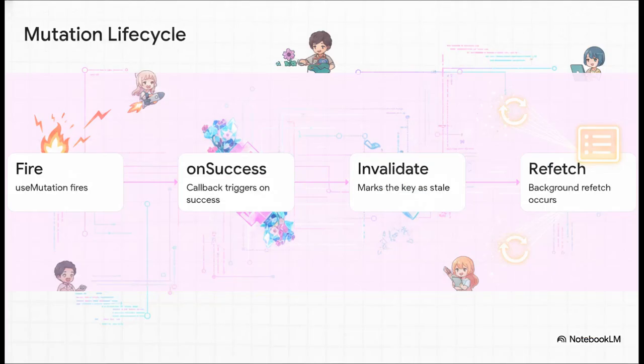Here is the exact step-by-step lifecycle of how you keep your app perfectly in sync when you change data. First, your useMutation function fires off to the server. Second, if the server says, "Yep, that worked," the onSuccess callback triggers. Third, inside that callback, you use QueryClient.invalidateQueries and pass in your hierarchical query key, like our generic toDo's key. Because you structured your keys from generic to specific, marking toDo's as stale tells TanStack Query that the whole list is now bad. And fourth, any component currently looking at that list automatically performs a background refetch to grab the newly updated data. It's a beautiful, seamless loop.